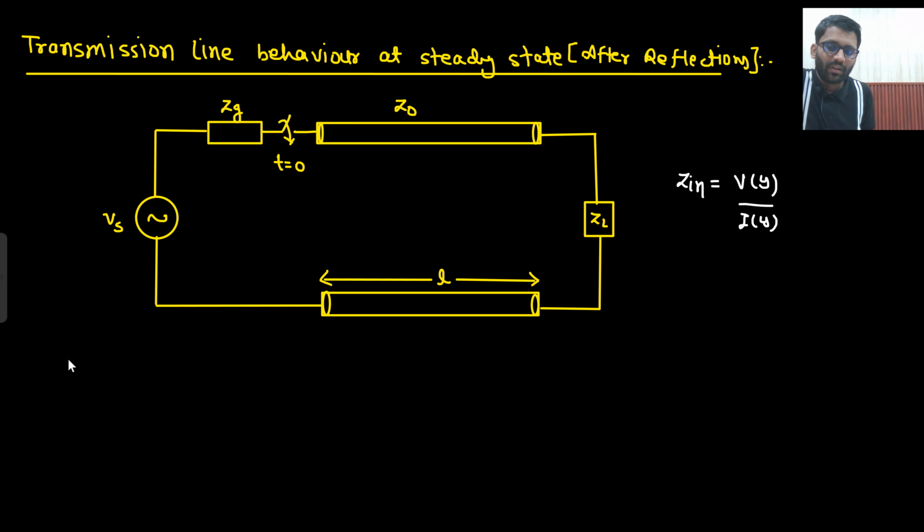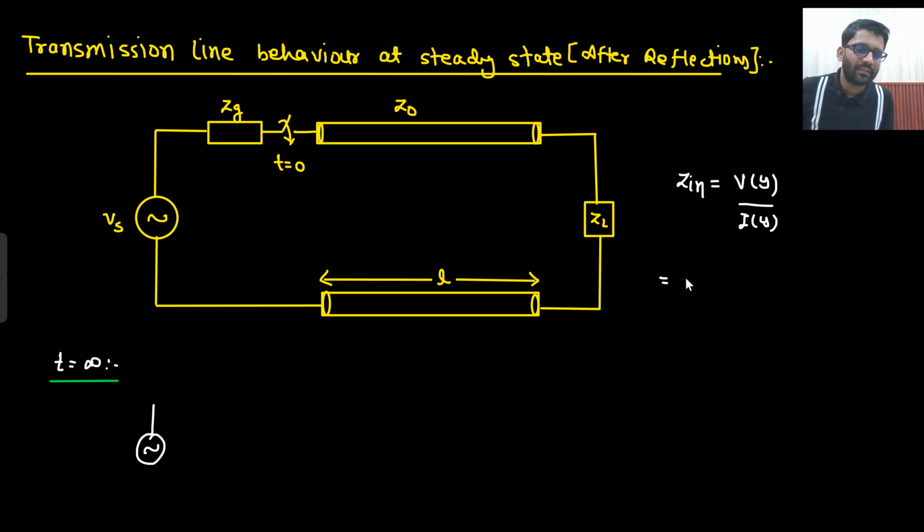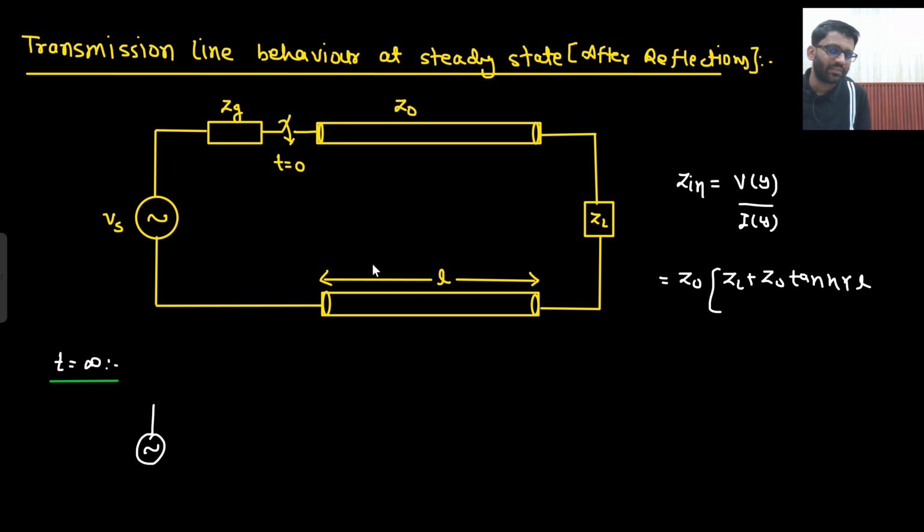Very, very important point. So at t equals infinity, how will I replace my transmission line? So then I will be replacing it with Zin. And what is Zin? Zin is Z naught into ZL plus Z naught tanh gamma L, divided by Z naught plus ZL tanh gamma L, because the distance you have covered is length L, right?